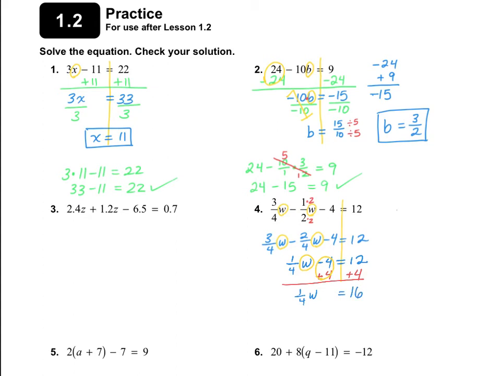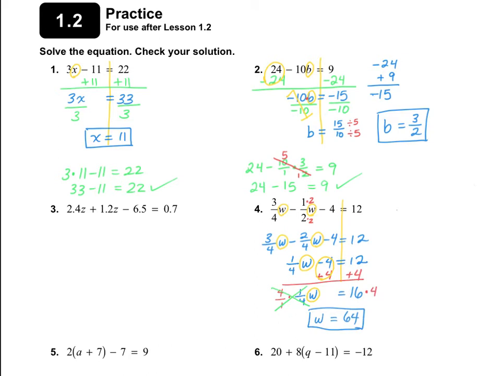Now, if you remember, when we have a fraction in front, we need to multiply by the reciprocal. So we're going to multiply by the reciprocal of 1/4, which is 4/1, and 4/1 is the same as 4, so I'm just going to write it that way. The reason why we can do that is because 4 divided by 4 is 1, 1 divided by 1 is 1, and we're just left with the W. 16 multiplied by 4 is 64, so our answer is W equals 64.